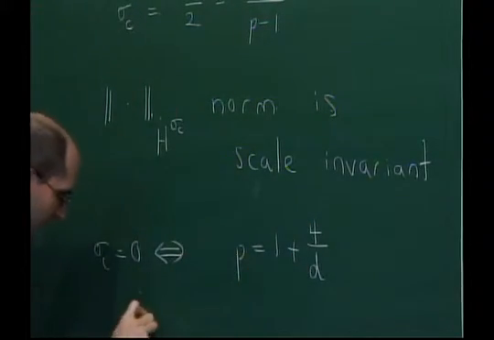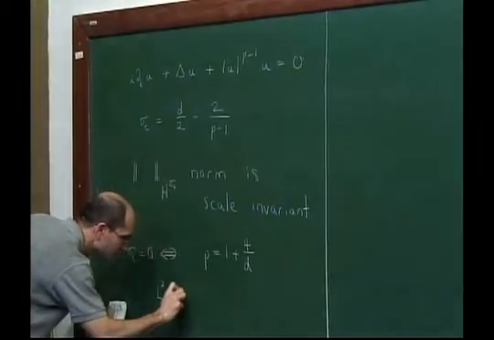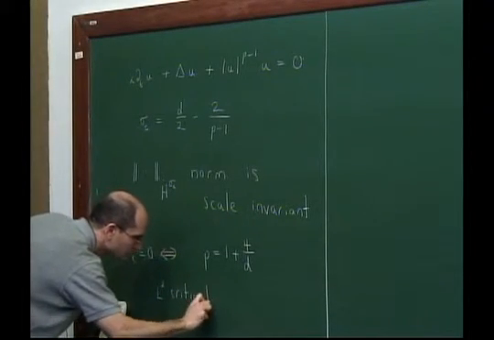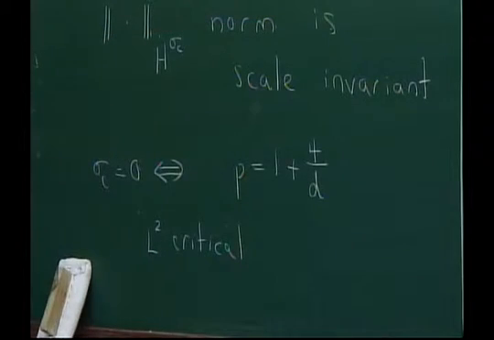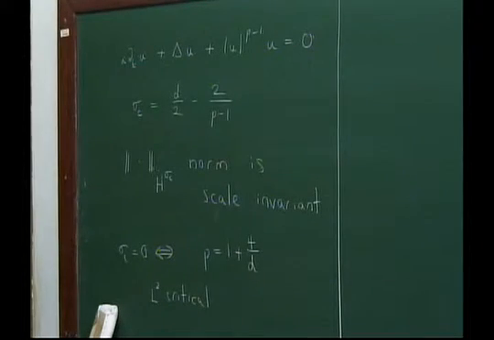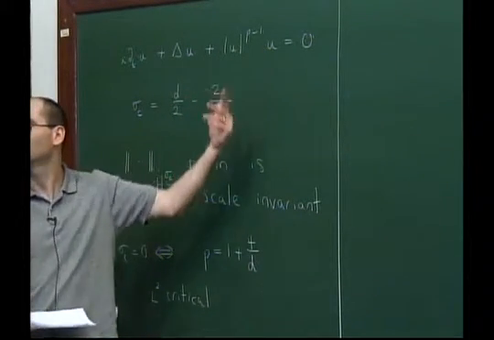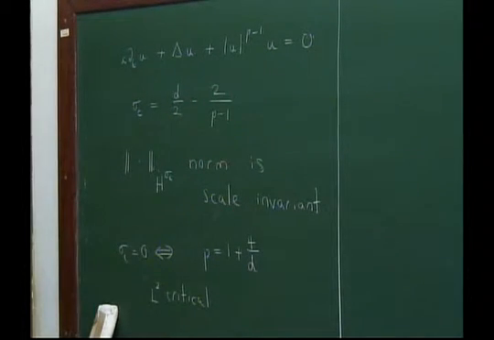And that's called the L2 critical, or for us, just critical case. And that happens when d is equal to 2 and p is equal to 3. That's the physical setting in nonlinear optics. But p equals 5 and d equals 1 is also nice, because then it's u to the 4 u. So that's a nice algebraic power.